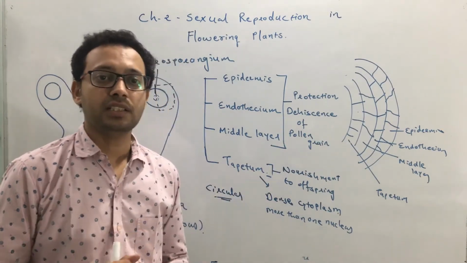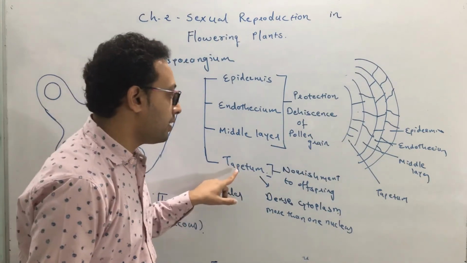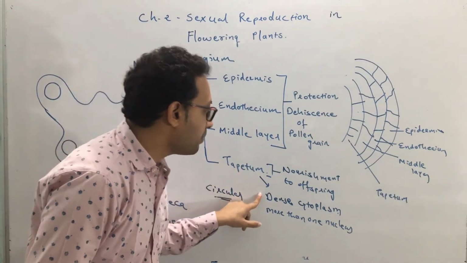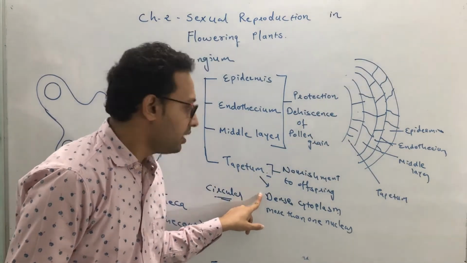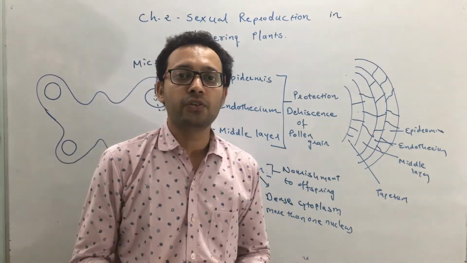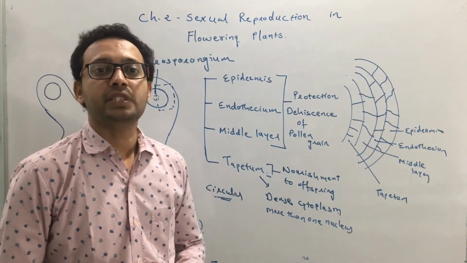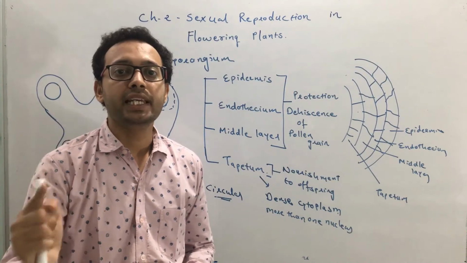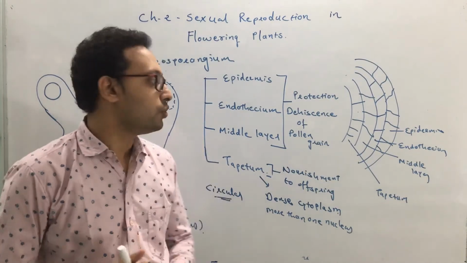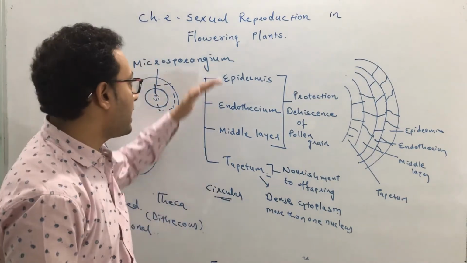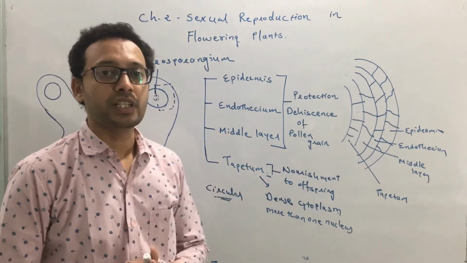So what are the characteristics of the cells of a tapetum? The cells of the tapetum have dense cytoplasm, and they have more than one nucleus. Usually two nuclei are found. So you can say that the tapetum cells are binucleate, meaning they contain two nuclei. Okay. So these are the characteristics of a microsporangium.